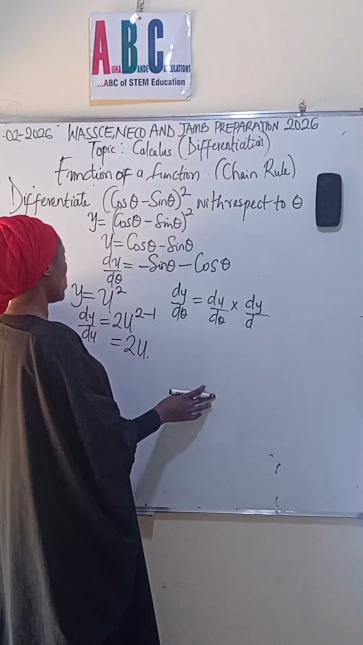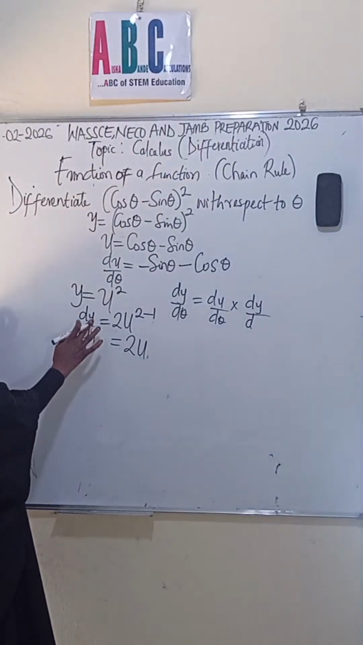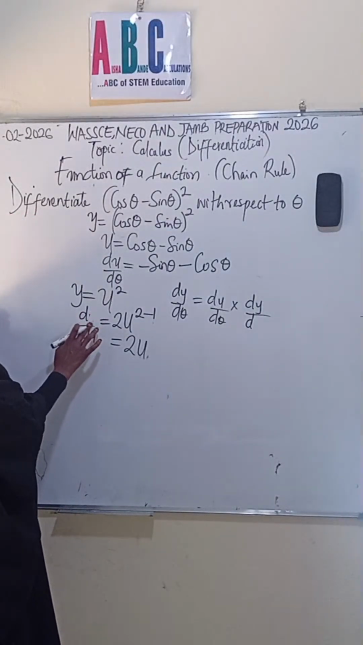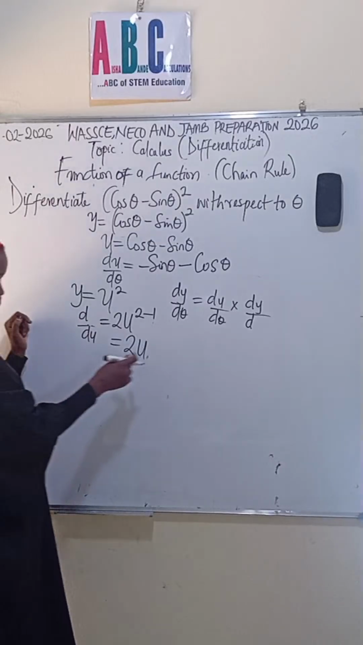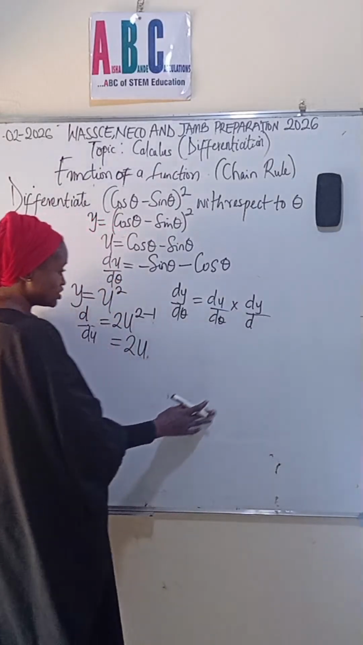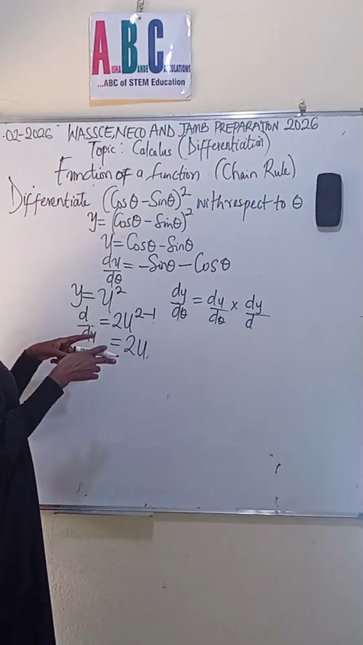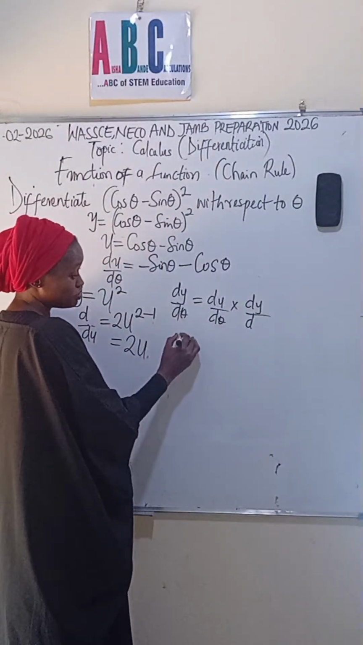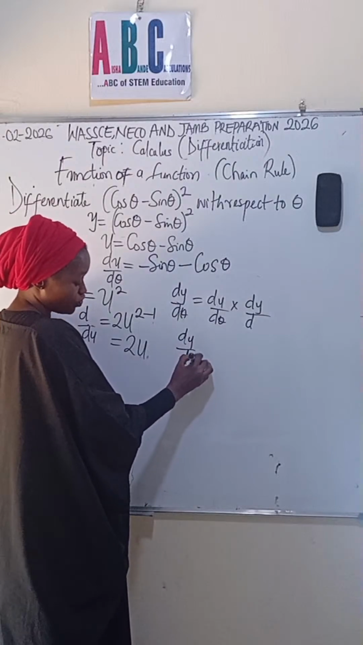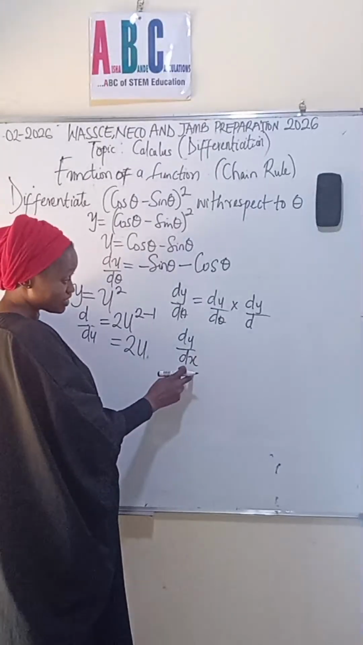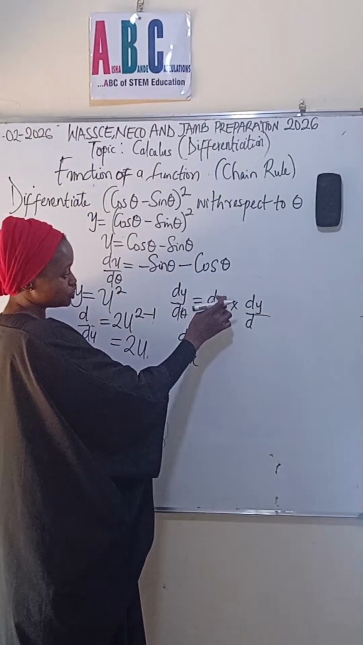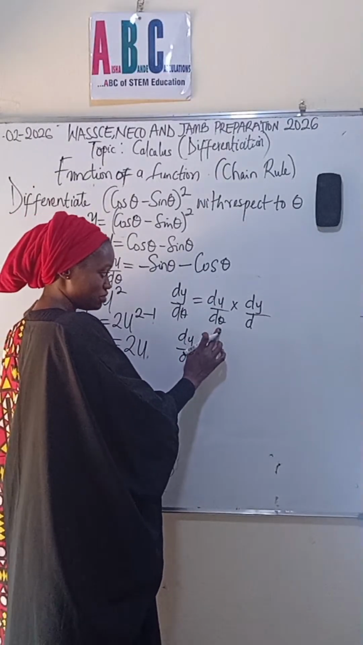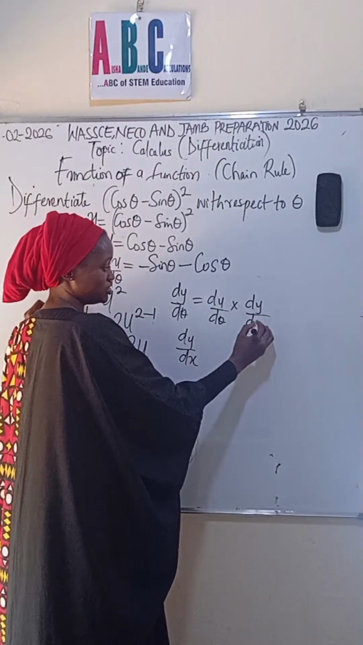This is not supposed to be dy du. This is supposed to be du d theta. What did I do here? I'm mixing up the whole thing, I'm just repeating. It used to be dy dx, but instead of x, we are representing x with theta. So this is supposed to be du d theta times dy du.